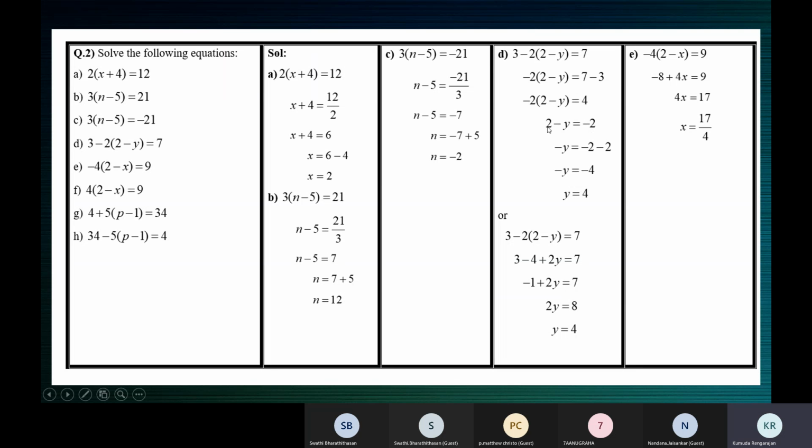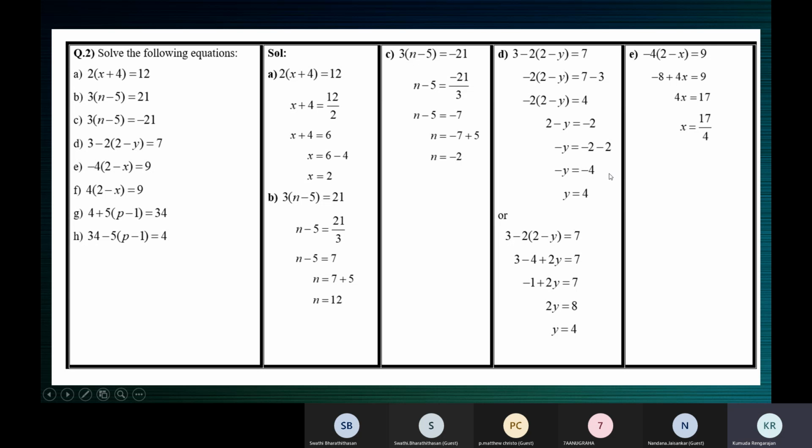Next, we need to transpose 2. The sign before it is plus. So it will go to the other side as minus. So minus y is equal to -4. Minus 2 is minus 4. Minus y is equal to minus 4.